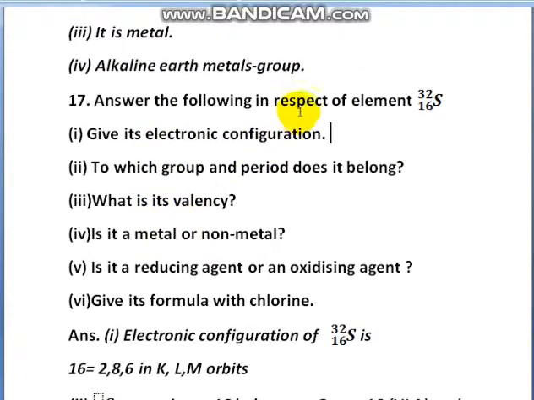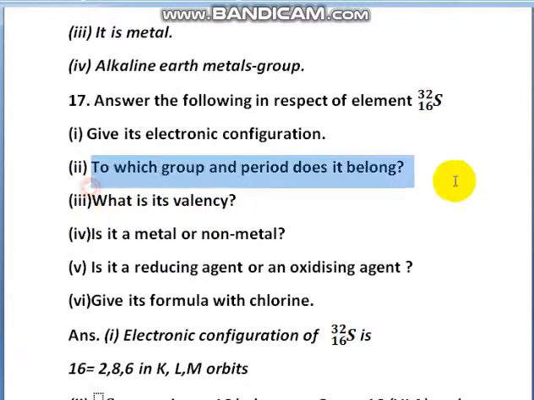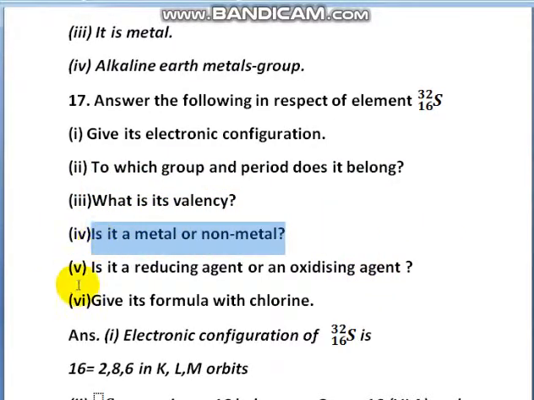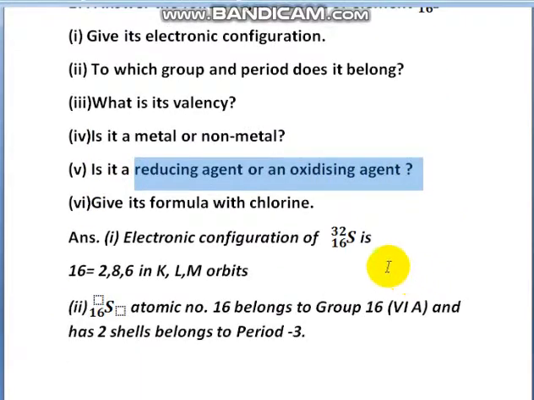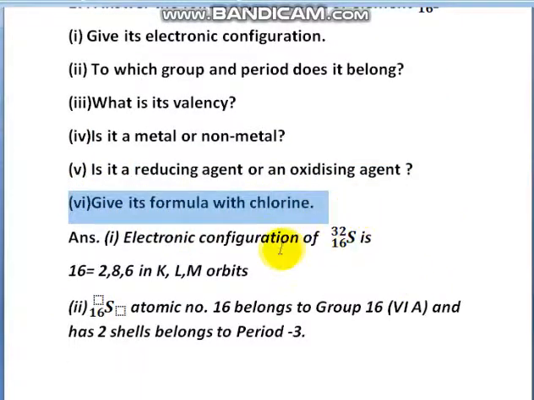Next, answer the following in respect of the element sulfur. Give its electronic configuration, to which group and period does it belong, and what is its valency? Is it metal or non-metal, reducing agent or oxidizing agent? Give its formula with chlorine.